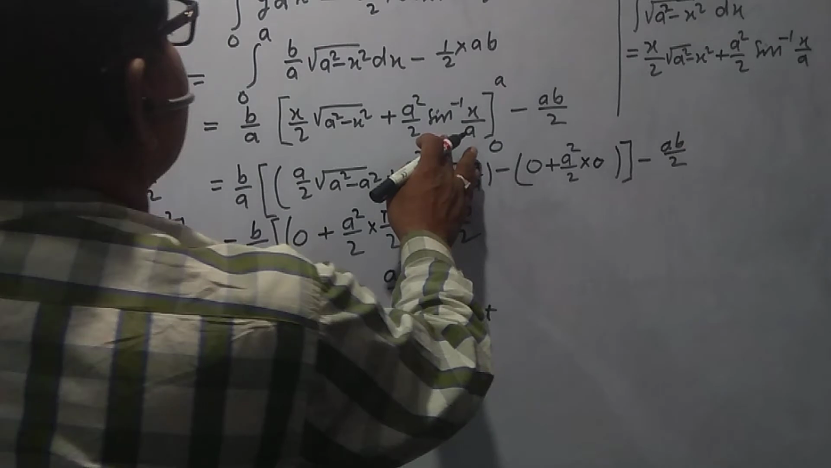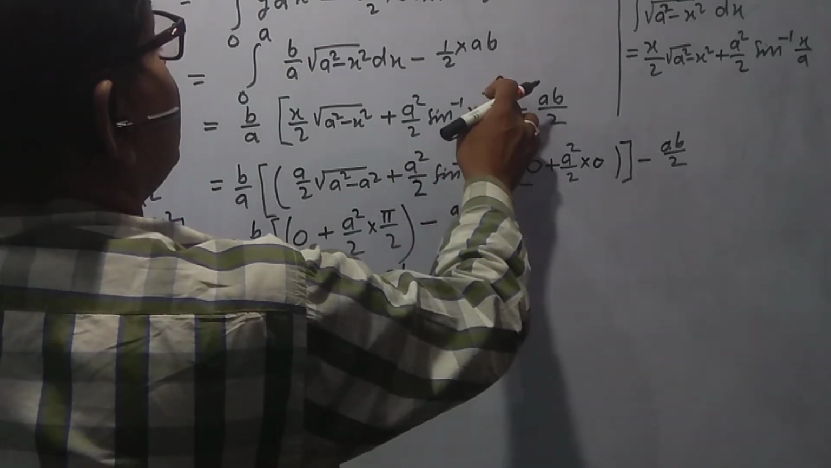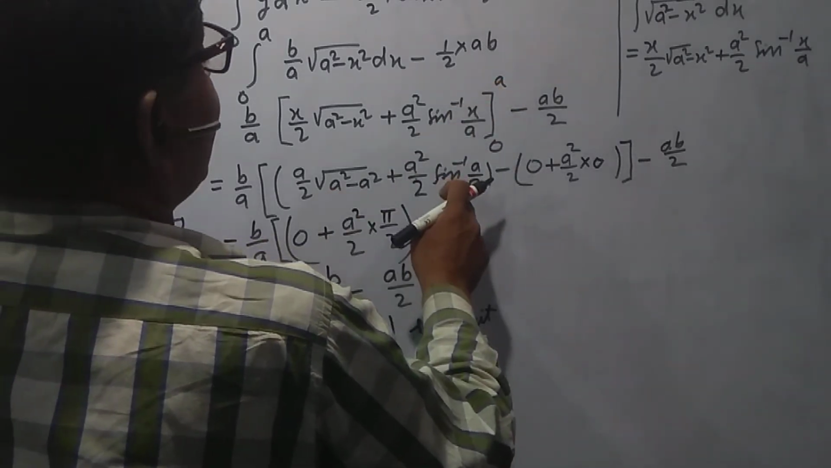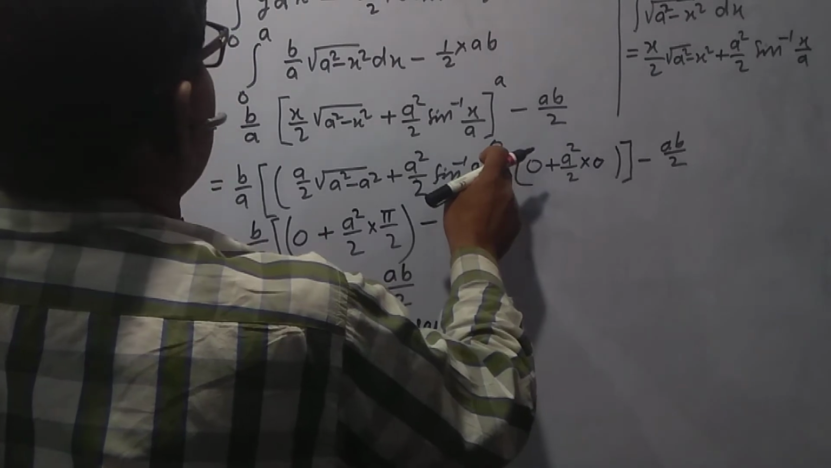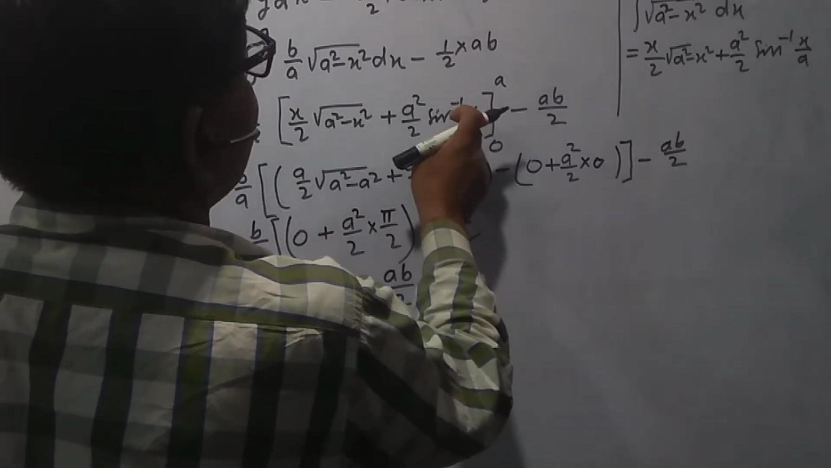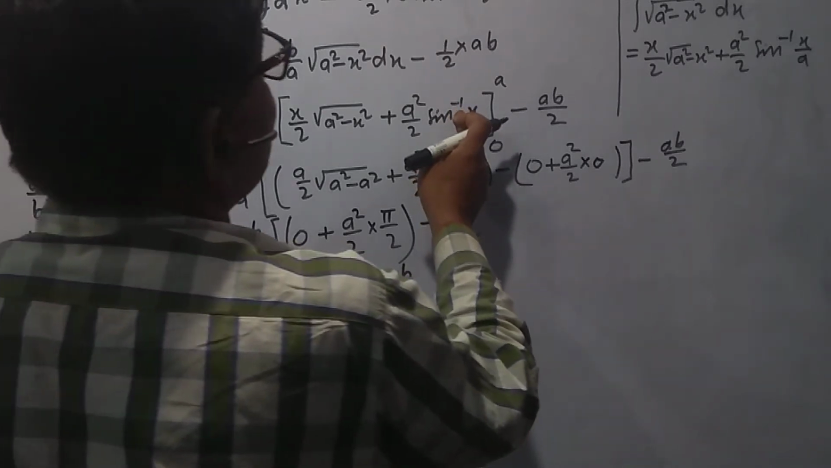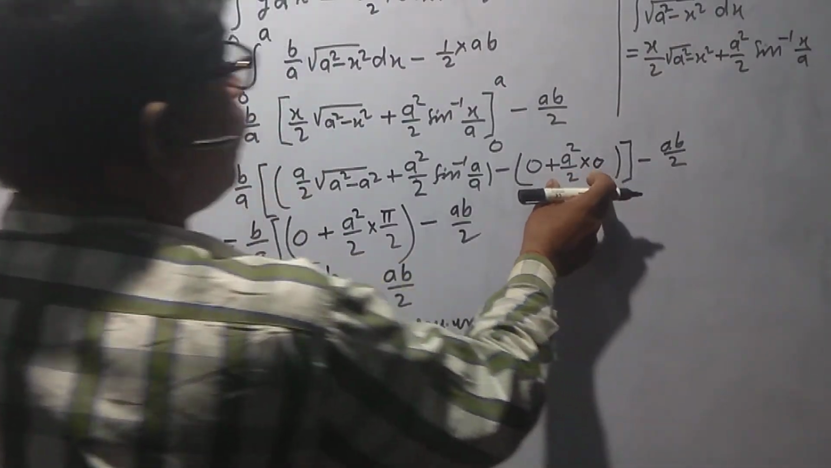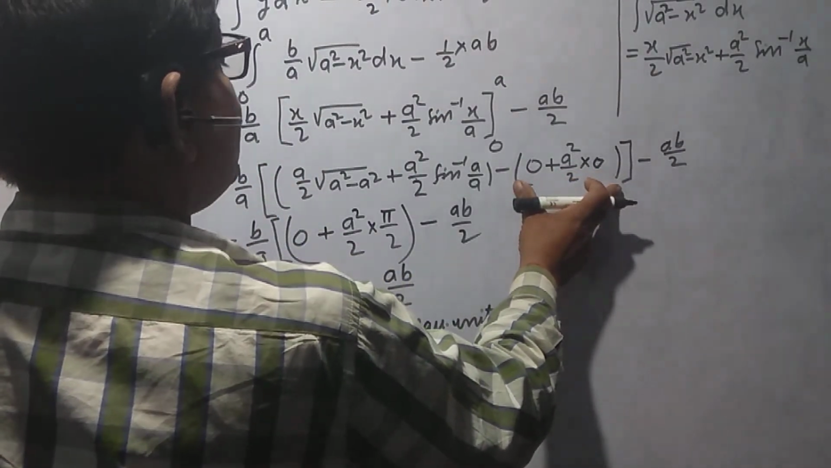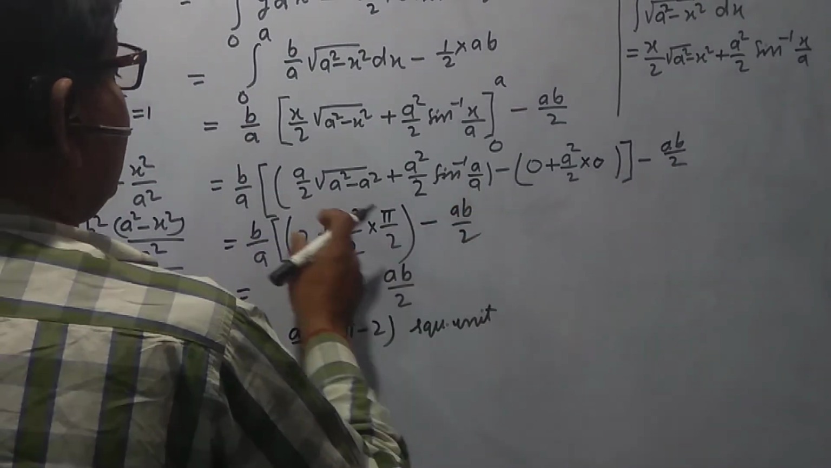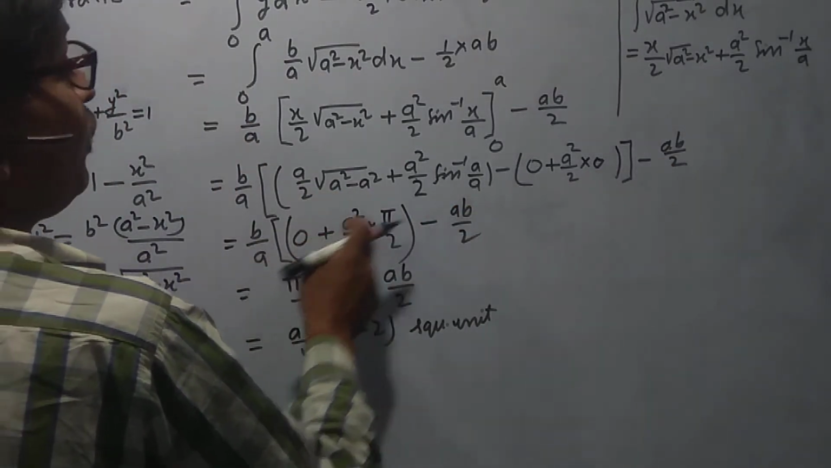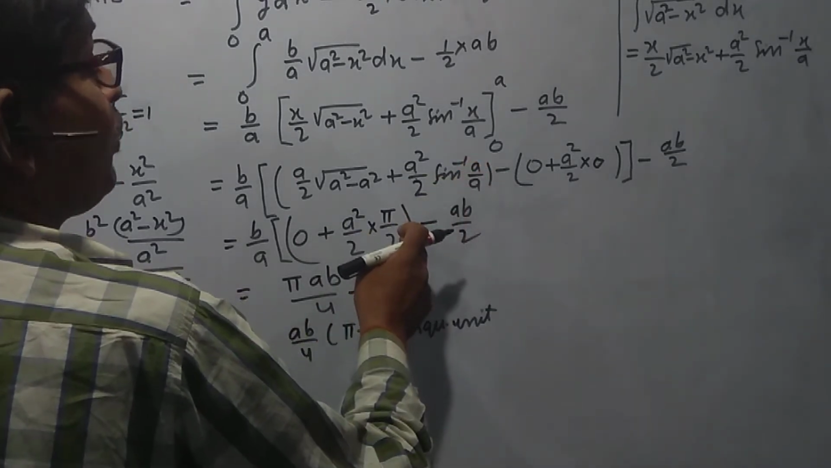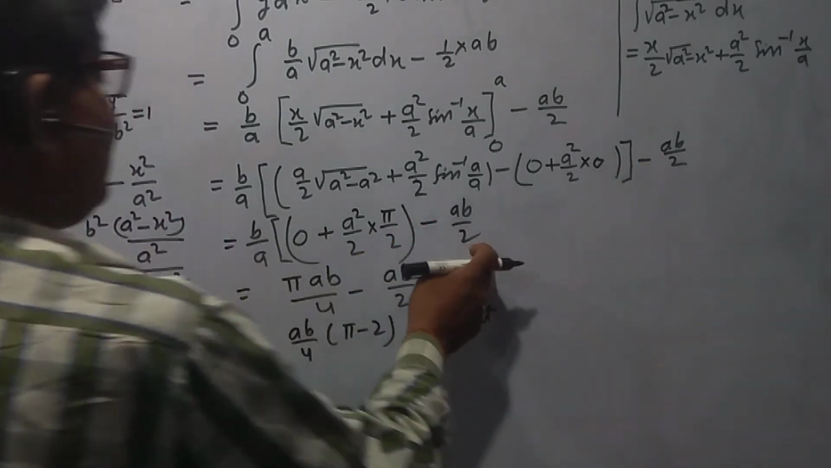Now here in this case, putting upper limit a and lower limit 0, x is equal to a, this term minus lower limit x is equal to 0, this term is 0, and x is equal to 0, sin 0 means 0, so that a square by 2, this is 0 and these terms will be equal to 0 minus ab by 2 here. Here a square minus a square equal to 0, this is a square by 2 and sin inverse 1 is equal to pi by 2 here, and minus ab.